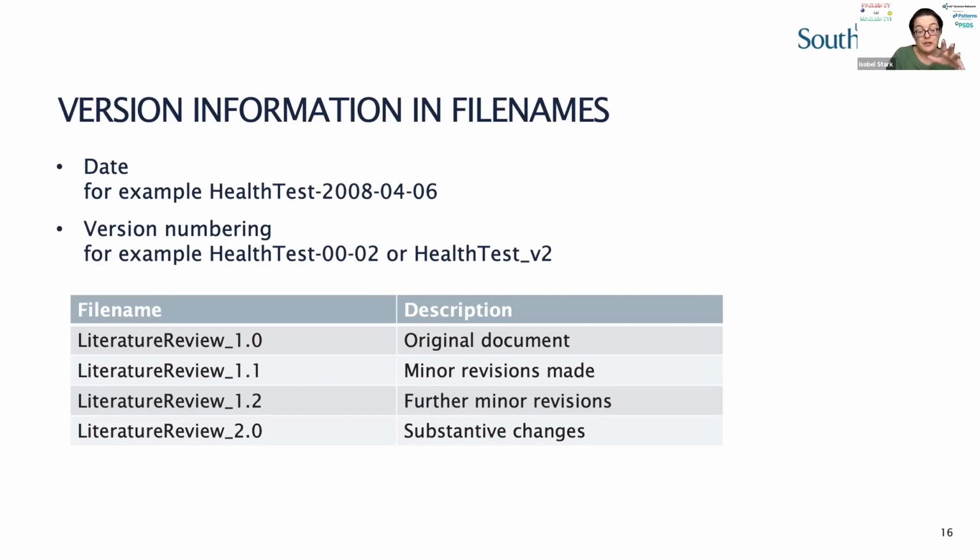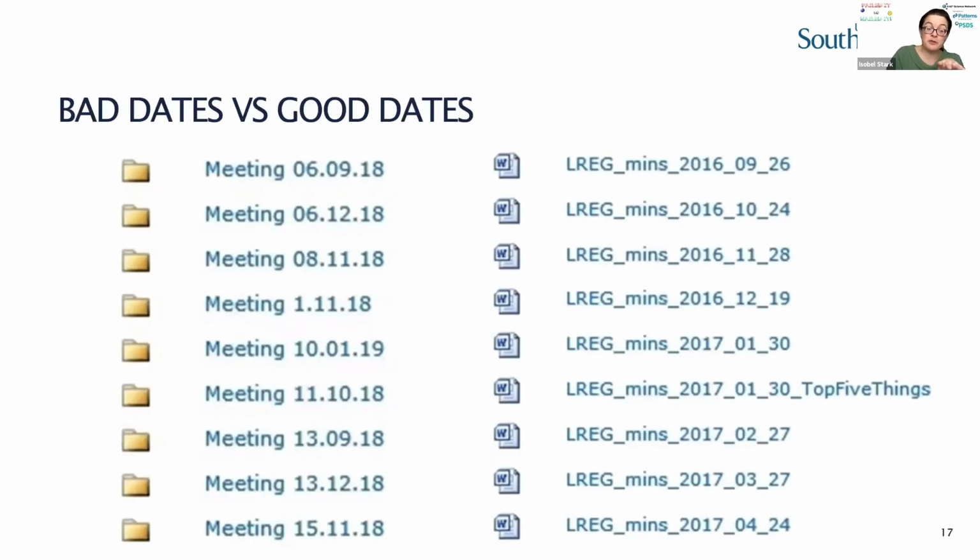I have just mentioned dates. It is possible to put dates in file names. You can do it well, or you can do it abysmally. On the screen, I've got two examples from the University of Southampton SharePoint area. On the left, we have a series of meetings. As you can see, it's quite difficult to see how often they happen. It's difficult to work out the order of the meetings.